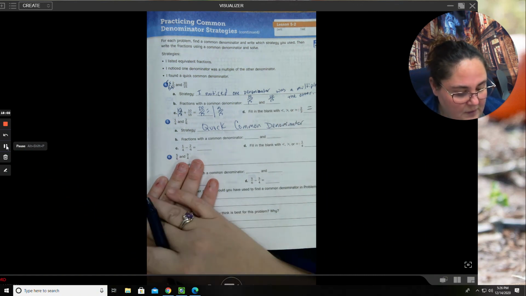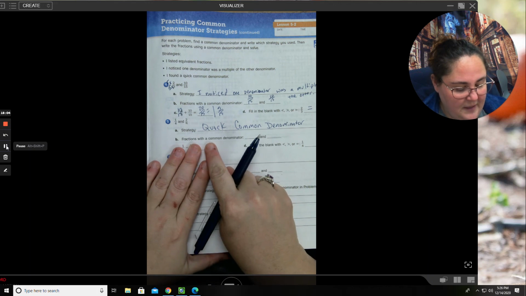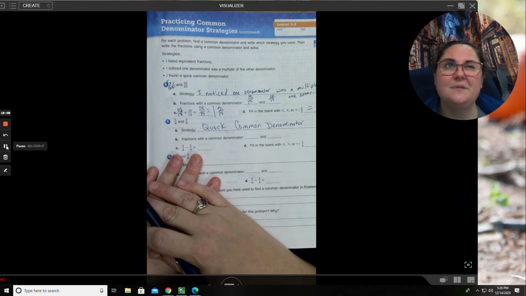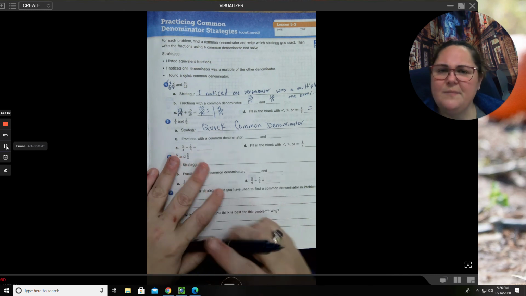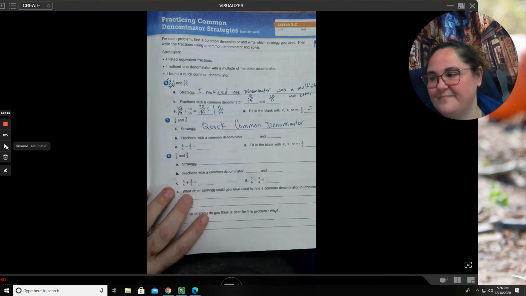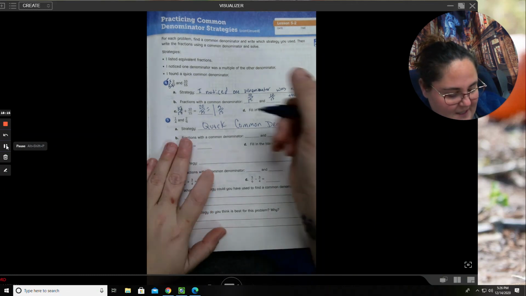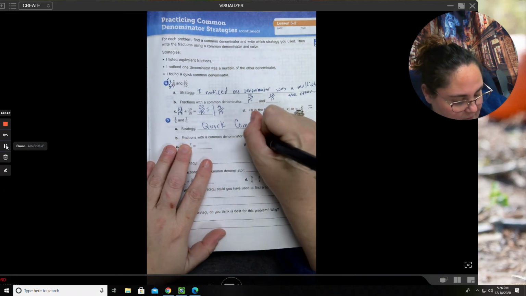All right, here we go. My quick common denominator between 4 and 9, my quick common denominator is going to be, what's 4 times 9? What's my denominator going to be? My denominator will be 36. 4 times 9 is 36. So here we go.